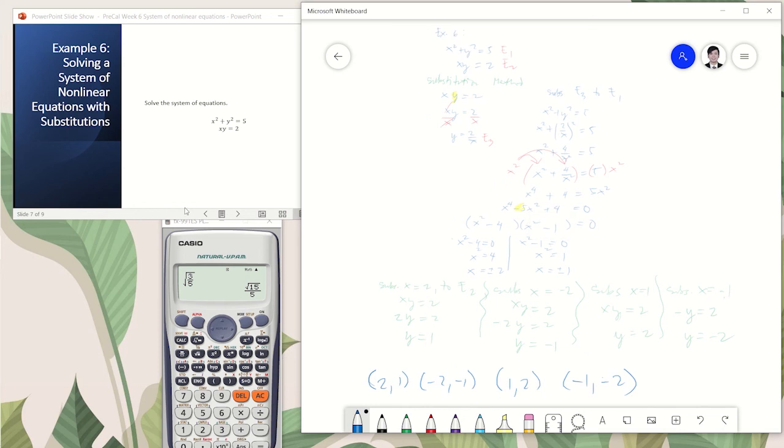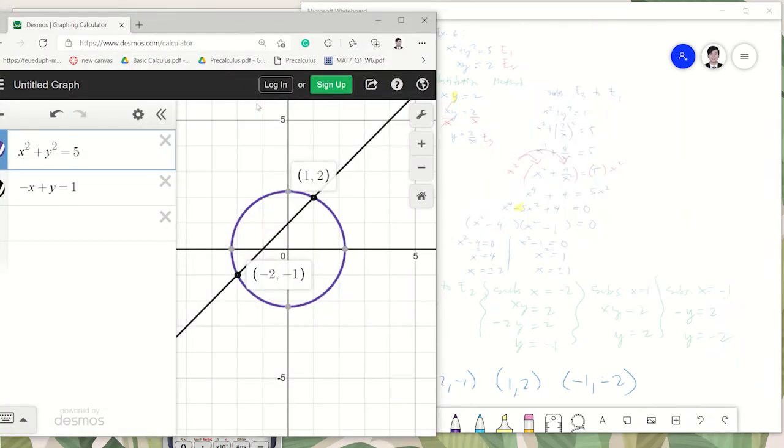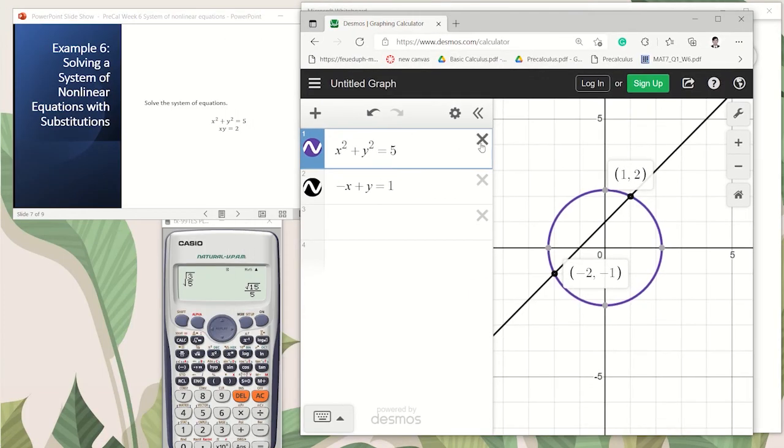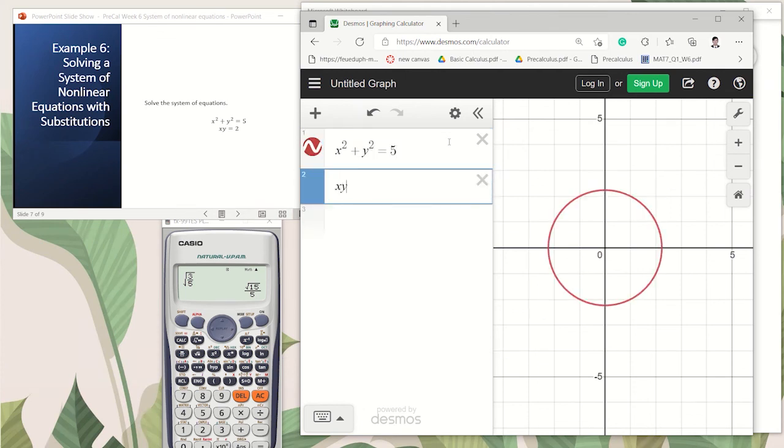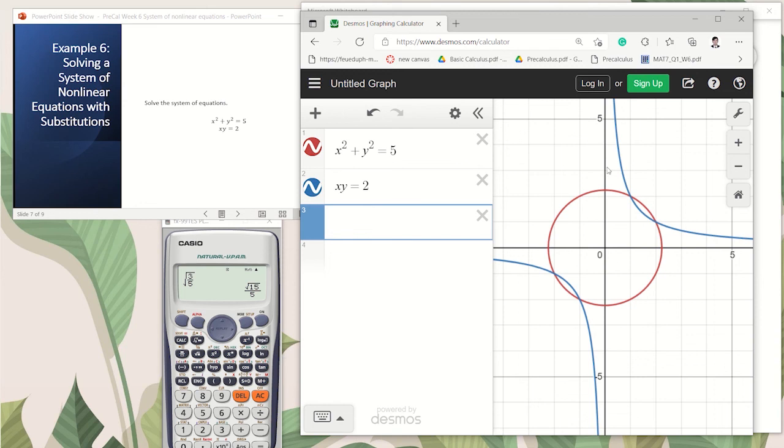So let's verify using Desmos. So this is x squared plus y squared is equal to 5. Then xy is equal to 2. So there you go.